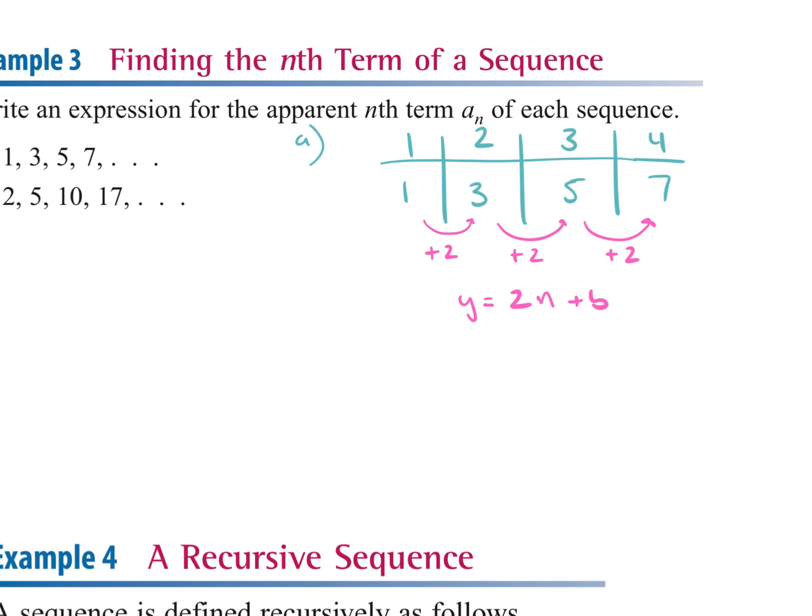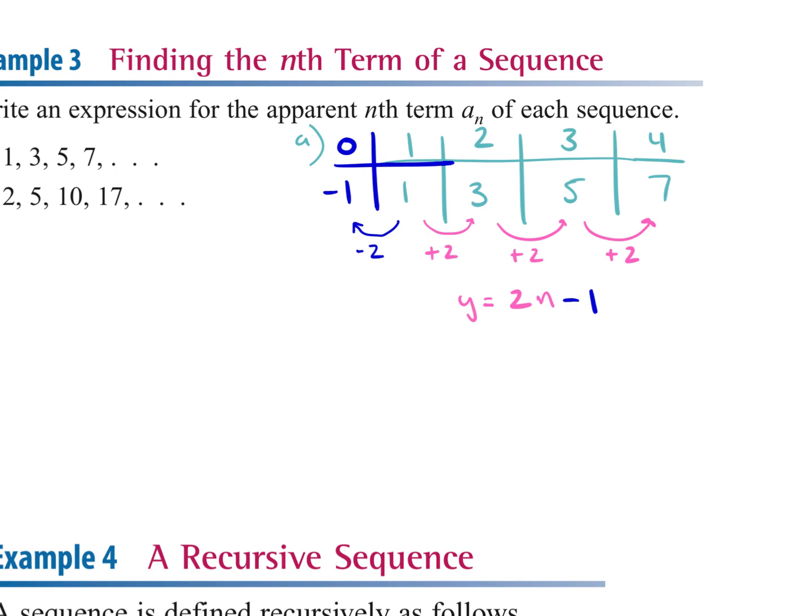And then to find b, that's going to be our starting number. Now we need to be careful here because b isn't where our first term is, it's where our 0 term is. So let's say instead of starting at the first term, we started at the 0 term. What would my 0 term be? What would I need to do if I go backwards? What do we think? Subtract 2. Awesome. If we're going backwards, we subtract 2. So 1 minus 2 would be negative 1. So our b, our 0 term, would be negative 1.